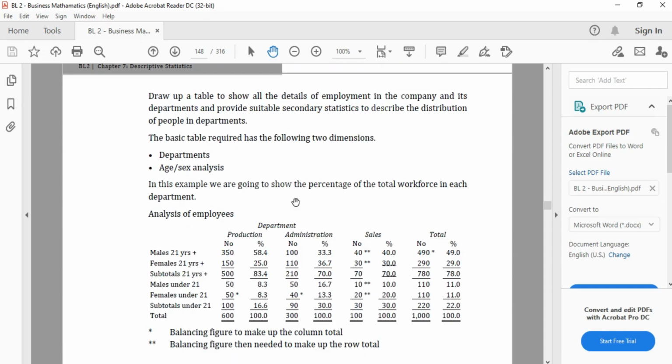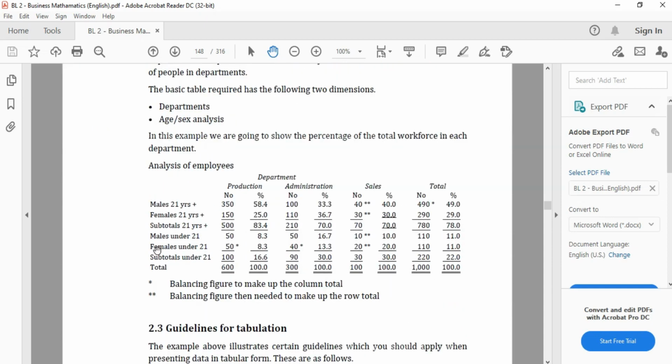If you see this particular table, this table has two variables, that is males and females. However, they are classified into several columns, which are production, administration and sales. So male and female are classified into several departments, that's fine, but there are only going to be two variables, and those two variables are definitely male and female.